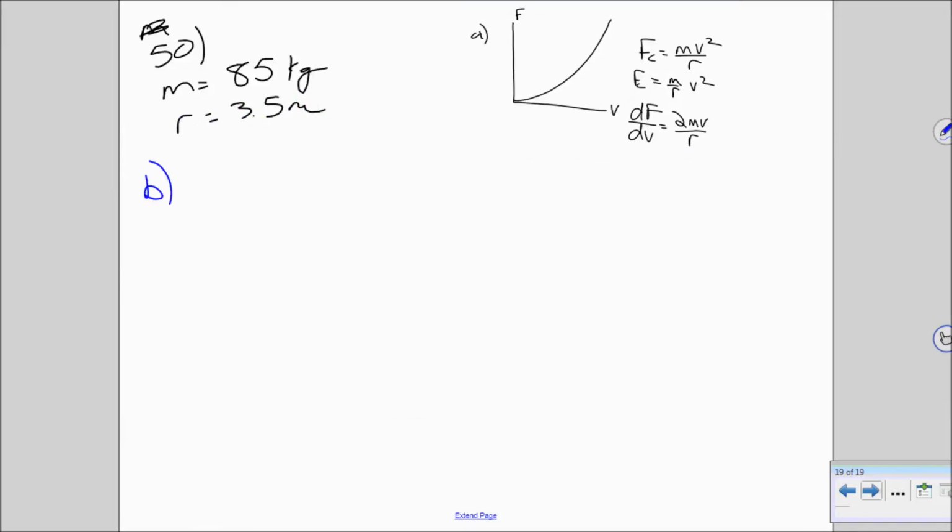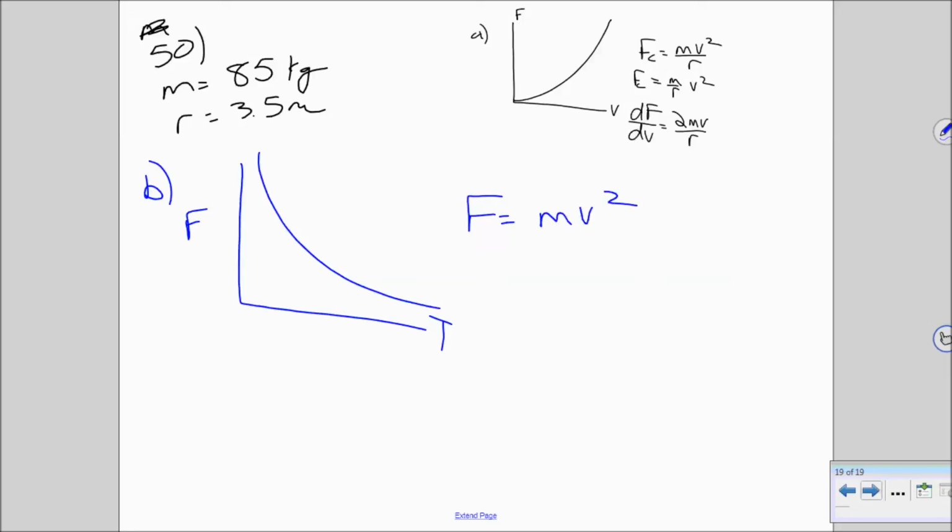Part B says graph B is a plot of F for a range of possible values of T, the period of motion. Force against period. So the idea is, as your period gets bigger, your velocity is getting smaller, so your force is getting smaller, right? But in order to make sense of this, we need to write an expression for force in terms of period. I know that force is mv squared over r. But I can't differentiate this with respect to period because period's not in it. So what am I going to do?